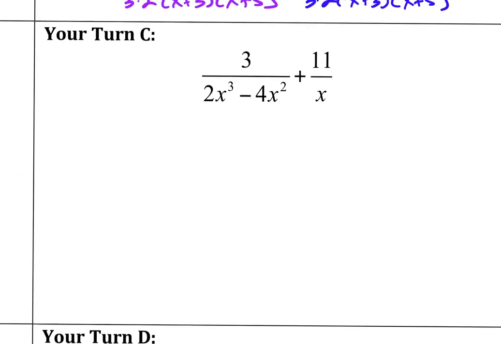All right, one more for you to try. This time I want you to go ahead and try and go all the way through, get a common denominator, multiply it through, combine everything in your numerators, and then see what you get. Hit pause now, and then check back in to see how you did.